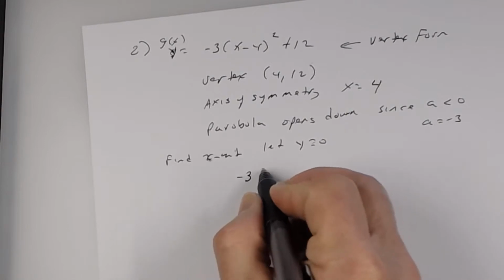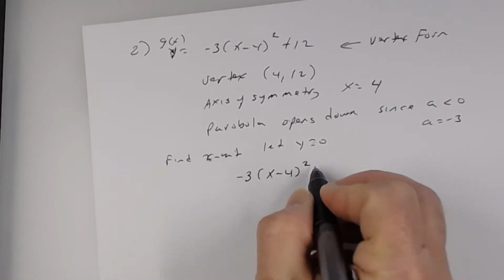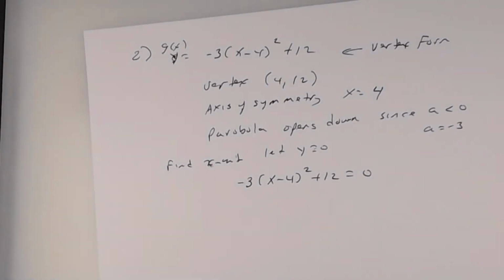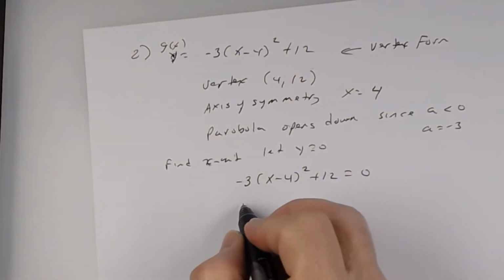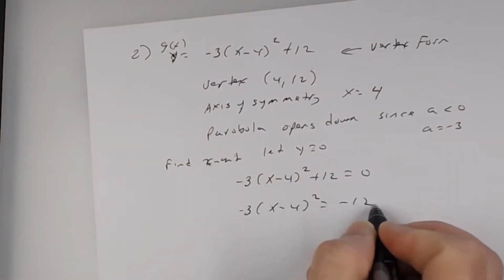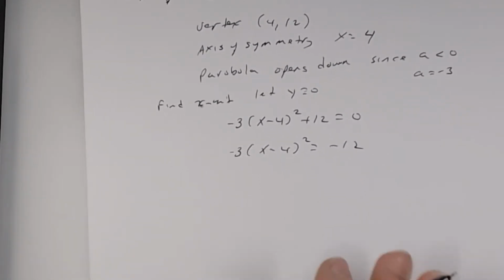So I get negative 3 times x minus 4 squared plus 12 equals 0. When it's in vertex form, how are you going to solve this quadratic equation if it's already in vertex form? You're going to move your 12 over. It's using the square root property, right? Okay, square root property. So you're going to bring the 12 to the other side. So I'm going to get negative 3 times x minus 4 squared equals negative 12. What else do you need to do?